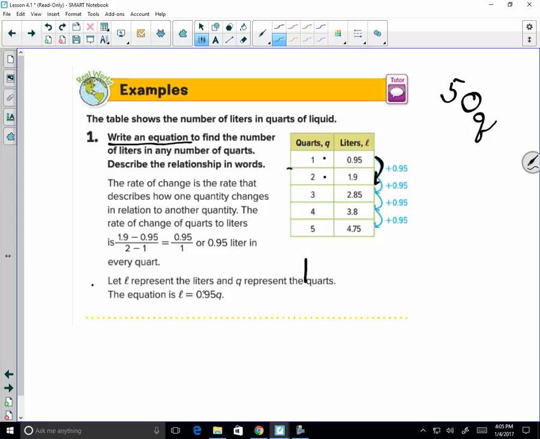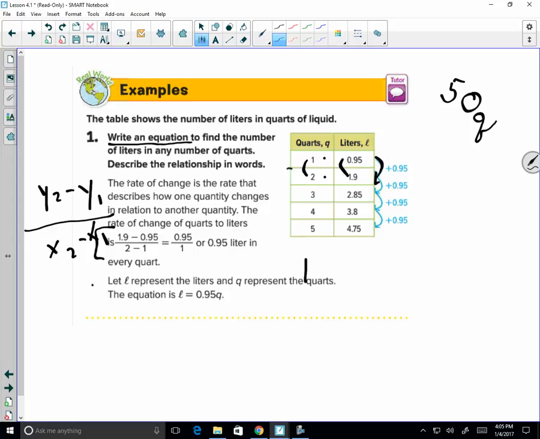You could say that. And actually right here, they use the equation y2 minus y1 over x2 minus x1. Or you could just think about, okay, I'm going to take 1.9 minus 0.95 and then 2 minus 1. Either way, you're going to get the same thing, and it's 0.95.